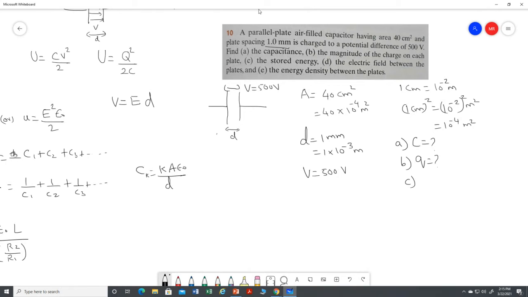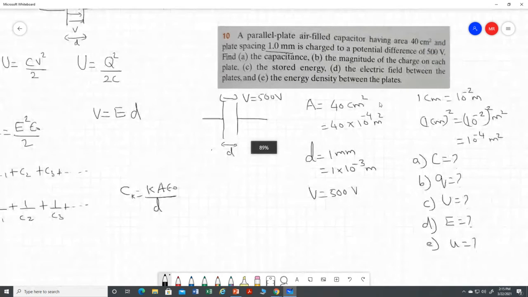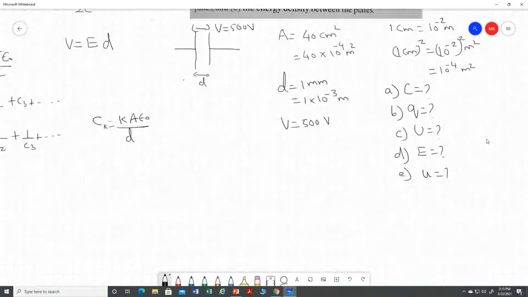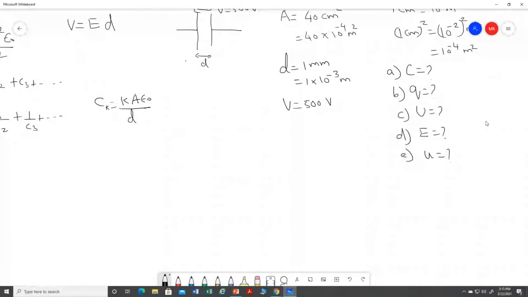And third one, energy stored. That means we are going to find the capital U. And then fourth one, we are going to find the electrical field. And then fifth question, we are going to find the charge density, small u. So these are all the 5 answers we are going to get from this question with the help of these parameters. What are the parameters? Area, d and v. That means distance between the two plates and the potential.